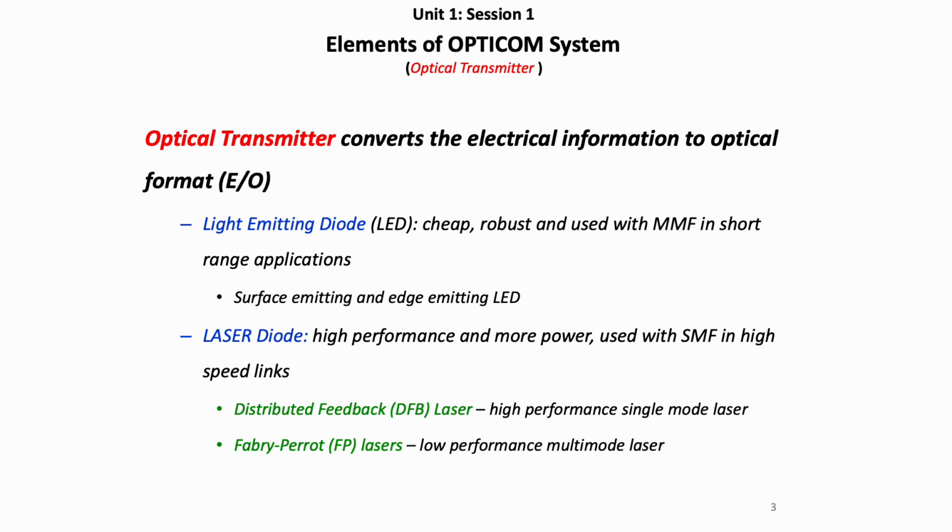The next one is the laser. The laser is always expensive because of its higher performance. It has more power, so it is used in the single mode fiber. It is available in the form of the distributed feedback laser and the Fabry Perot laser. We know that distributed feedback lasers are high performance single mode lasers, and the Fabry Perot lasers are low performance multimode lasers.